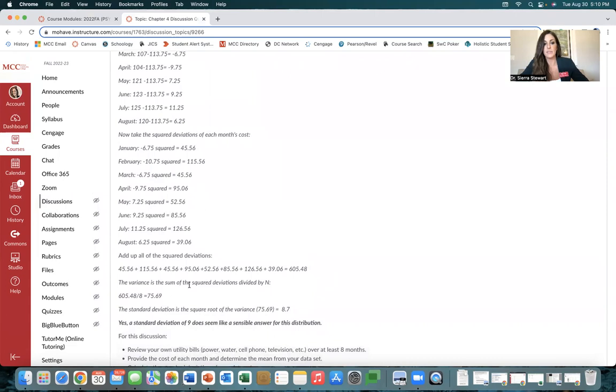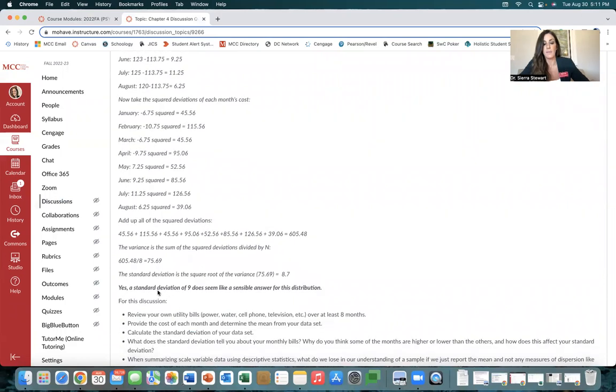The variance is going to be the sum of the squared deviations divided by the original number of months that you had, which would be 8. And that's what your standard deviation would be. Okay. And then you're going to take the square root of that variance. And then you get a number.